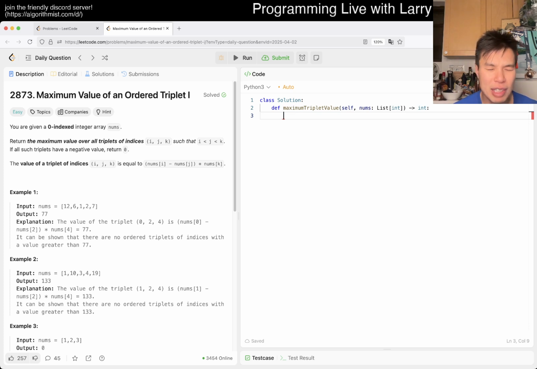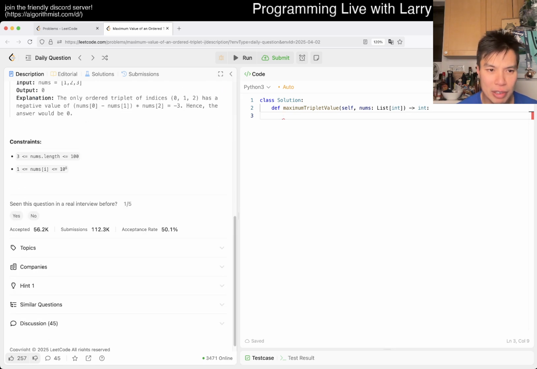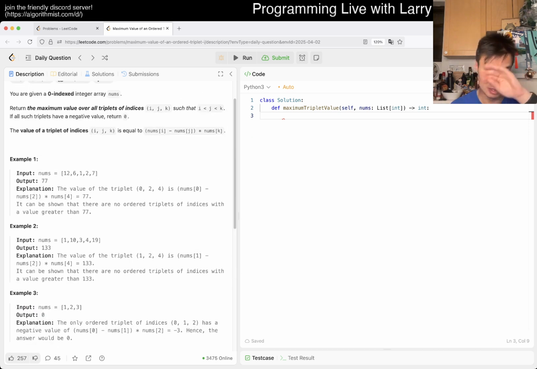We have 2873, maximum value of an ordered triplet 1. You're given a 0-indexed array nums, and you want the maximum value of all triplets i, j, k such that i is less than j less than k, where the value of the triplet is equal to nums[i] minus nums[j] times nums[k]. Since this is easy, I wanted to look at the constraints, and of course n is equal to 100.